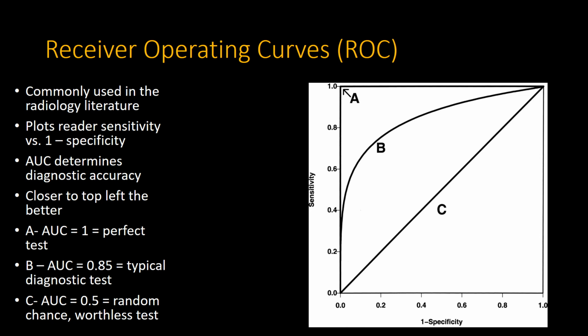But what's considered good when a new test is coming out? Basically most of the diagnostic tests that we use, such as a CT scan of the chest for pulmonary arterial emboli, or a CT of the abdomen and pelvis for appendicitis, a typical diagnostic test has an area under the curve of about 0.85. So if a new test comes out with an area under the curve of about 0.9, that's considered very good. If a new test comes out and the area under the curve is like 0.6, that means it probably doesn't work as well as what we're already using. It's probably a bad test. And if the area under the curve is 0.5, if it falls along C or is even worse, it's a random chance, worthless test.